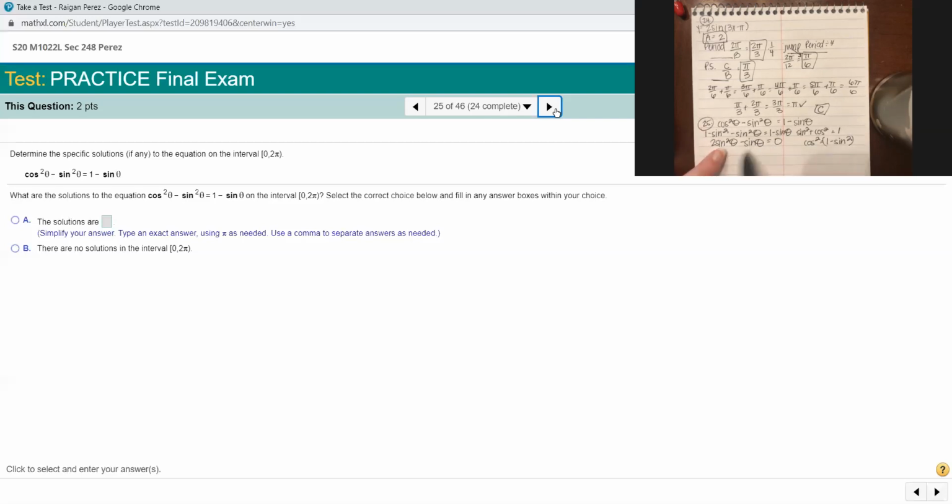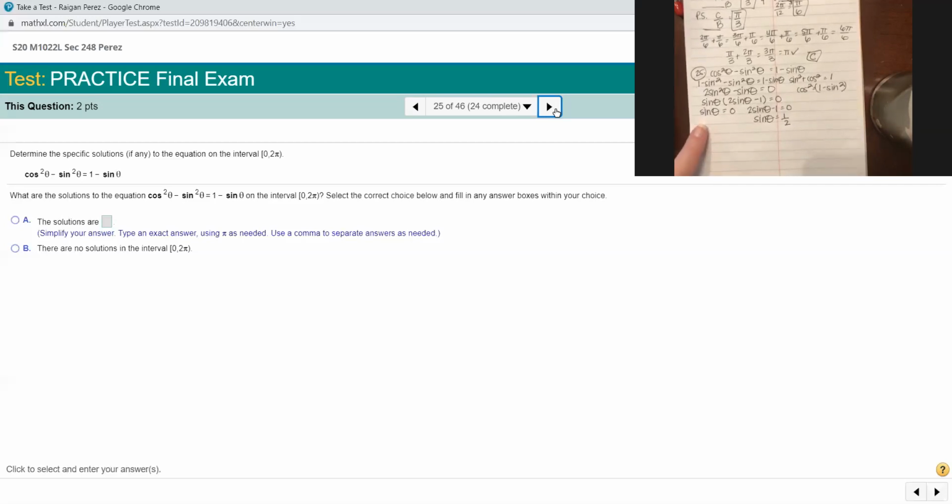Right? So here I could factor out a sine. And I'm left with 2 sine theta minus 1 equals 0. So I'm looking for solutions when sine theta equals 0 and when 2 sine theta minus 1 equals 0. So that's when sine theta equals 1/2.